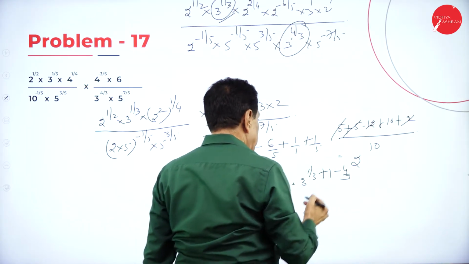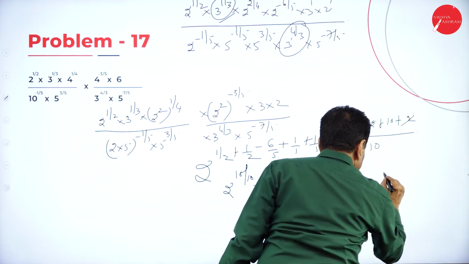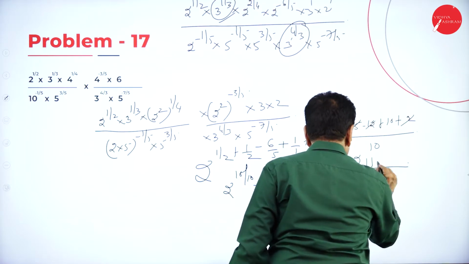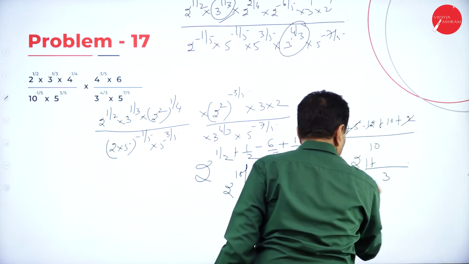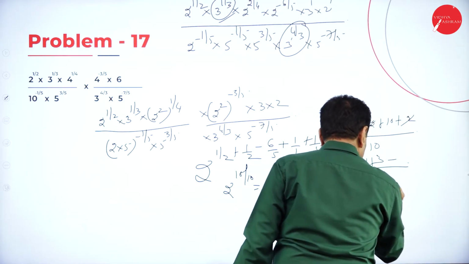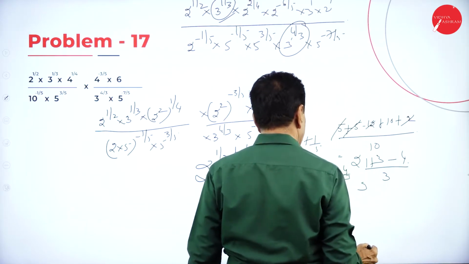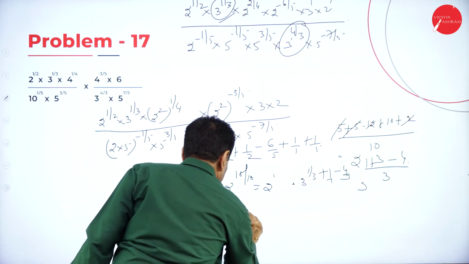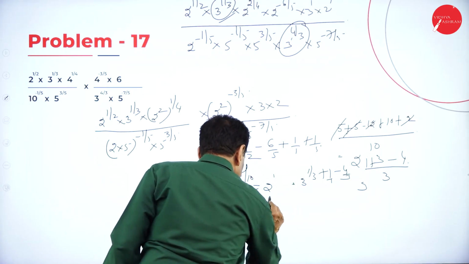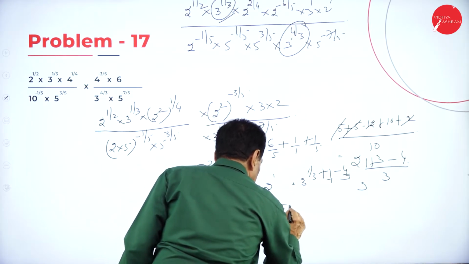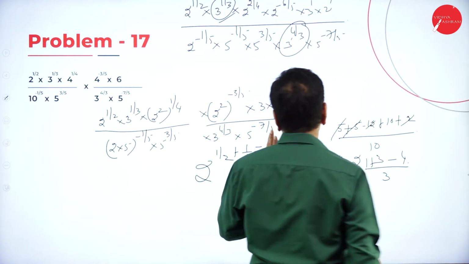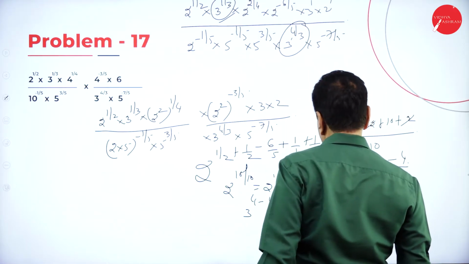So if we take the 3 as a common, 3 ones are 3, 1 ones are 1, 1 threes are 3, 3 threes are 9, 3 ones are 3, 1 fours are 4. This is 3 to the power of 4 minus 4. 3 to the power of 0 is 1. Here too, this one. What is left over? 5.